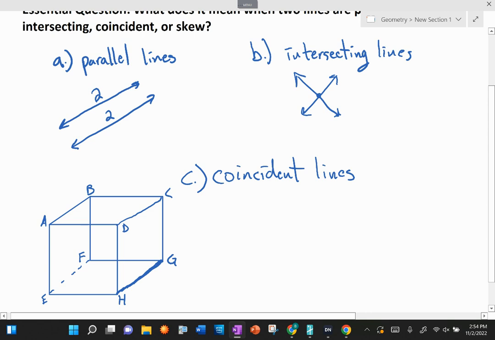Now, they don't have to be perpendicular. Intersecting lines can intersect at any angle. One important stipulation is they can only intersect at one spot. So if they intersect at this spot, that's where they intersect. And they shouldn't touch anywhere else because otherwise you're not working with straight lines anymore. Letter C is talking about coincident lines.